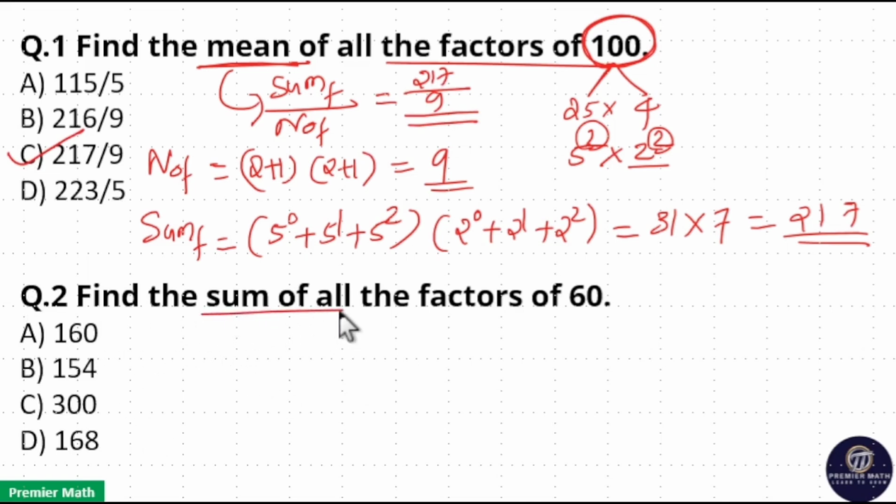Next is find the sum of all the factors of 60. 60 can be written as 15 into 4. 15 can be written as 3 into 5.